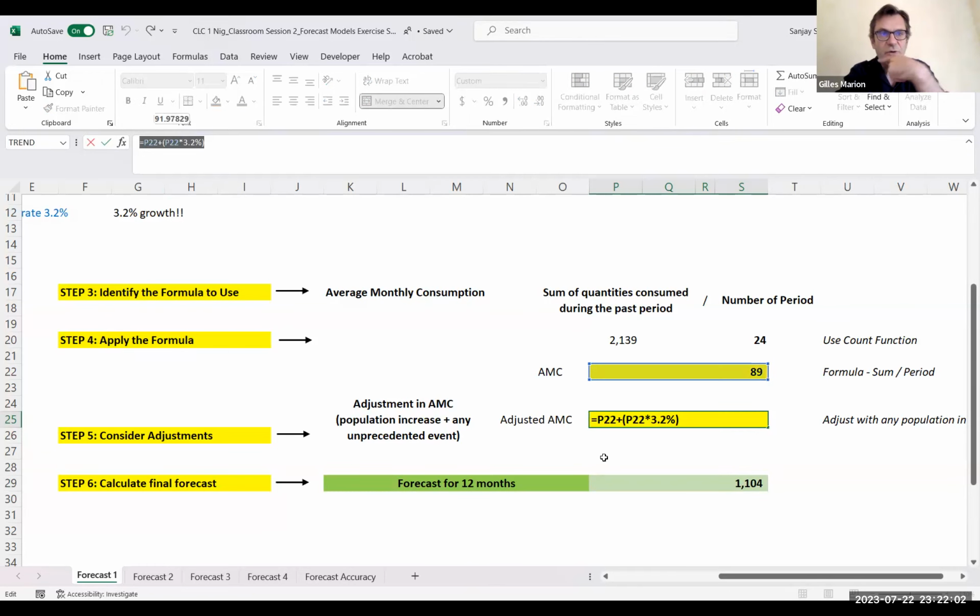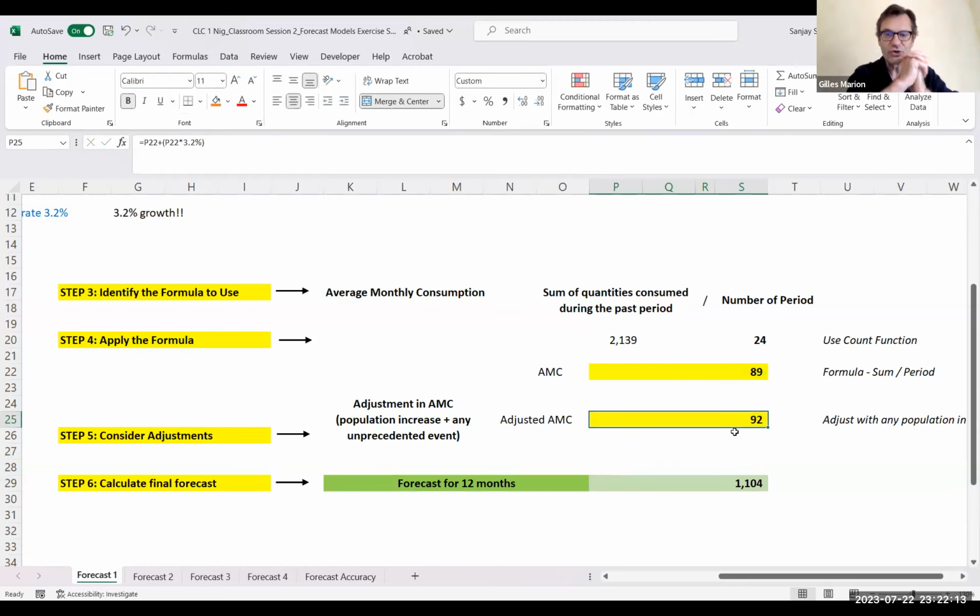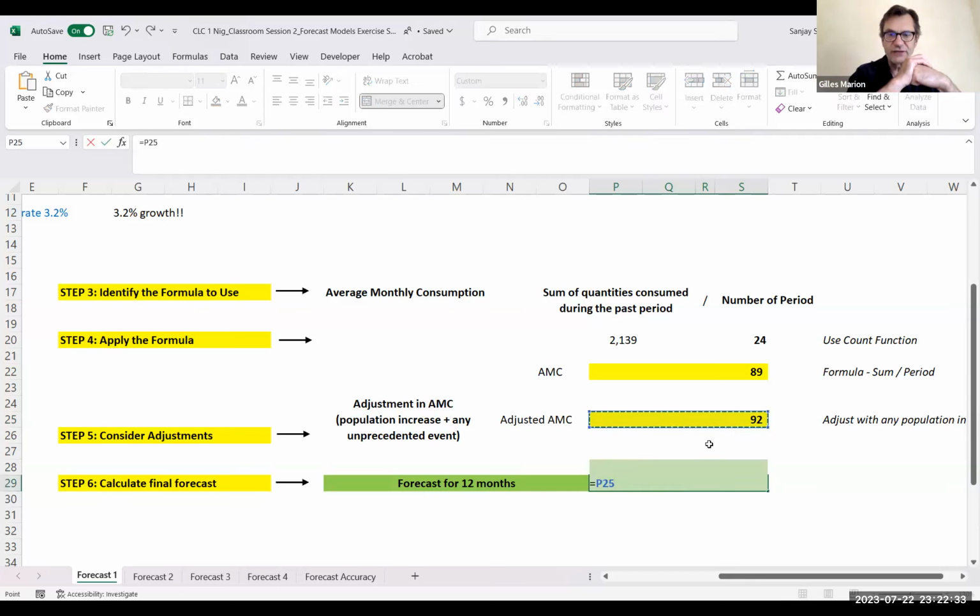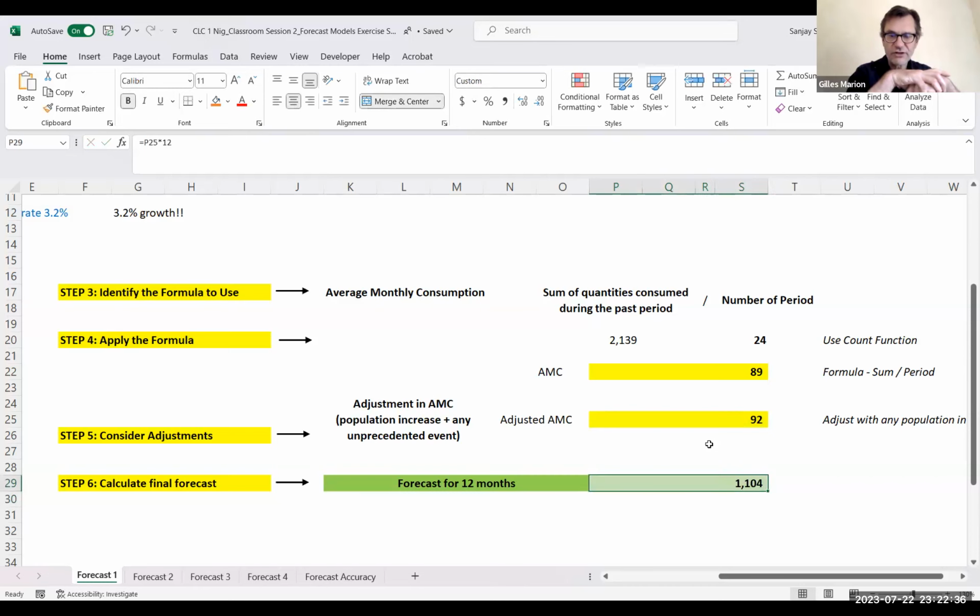Okay. Now when you do the formula here, be very careful. I know you know that, but I just want to insist on it. The brackets are very important to ensure that the 3.2% is only applied once, once to the quantity. I think you get 92. So we do the forecast for 12 months. This is 92 times 12, simple multiplication, and you get the forecast for 12 months. So, voilà, you have this.